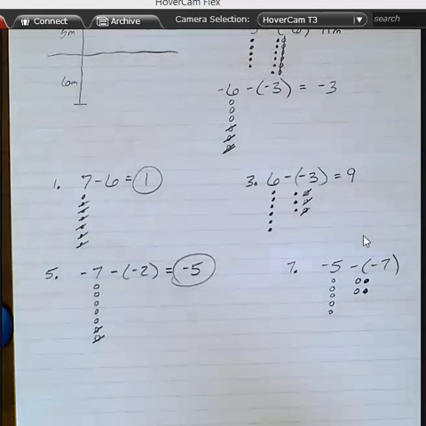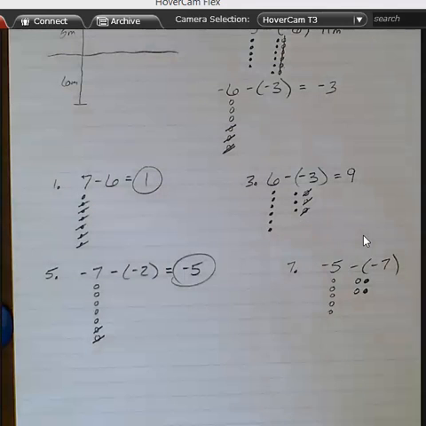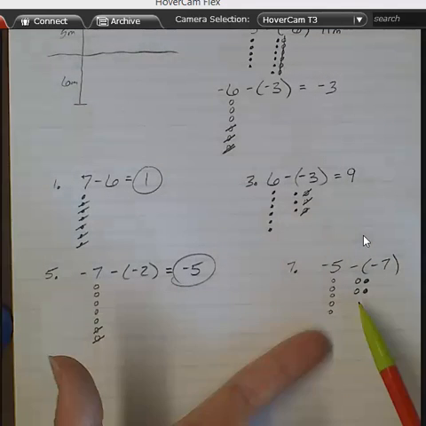remember, it has to be a 0 pair, so you need a positive and a negative. We have to add the one I need and its opposite. You could draw 7 pairs. Please don't. You only need 2 more.